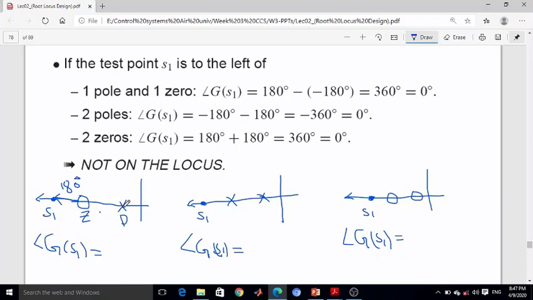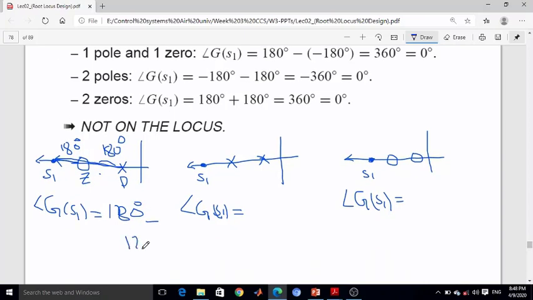And now we will plot a vector from this pole and see its angle. Its angle is also 180 degrees. So the summation of angles due to the zeros minus the angles due to the pole is 180 degrees minus 180 degrees. So this is going to be 0 degrees, you can say. So this point is not on the root locus. This is not on the root locus.